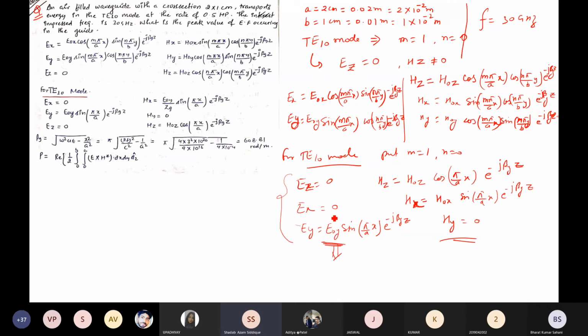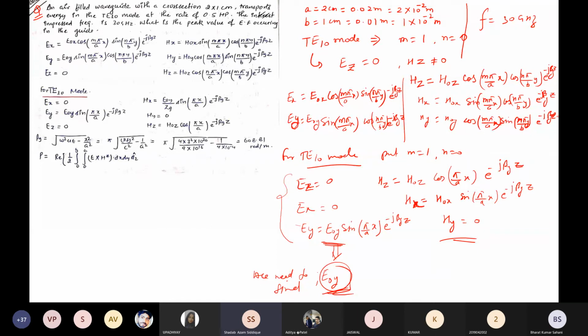If X were occurring, we would be trying to find E naught X also. But here these two components are 0, no need to find them. We need to find out E naught Y, because this field is occurring. So how can we find E naught Y?